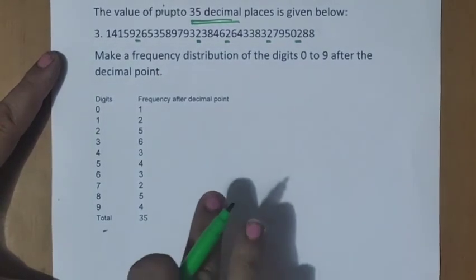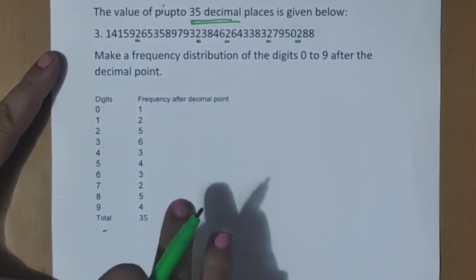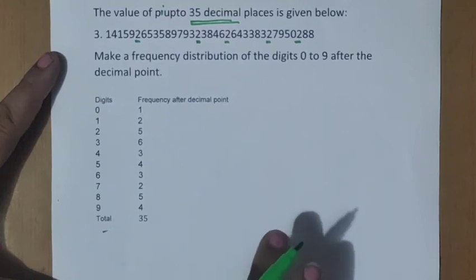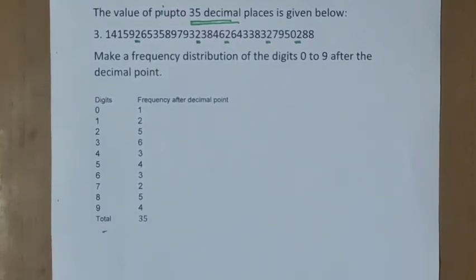So which type of distribution table have we done here? We have done an ungrouped frequency distribution table here.